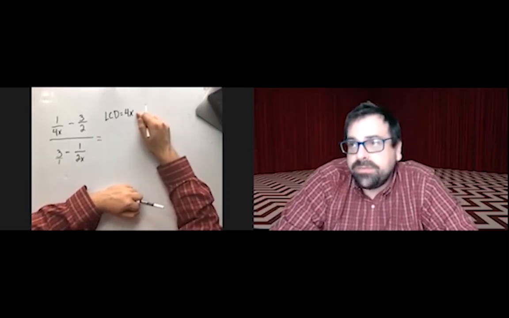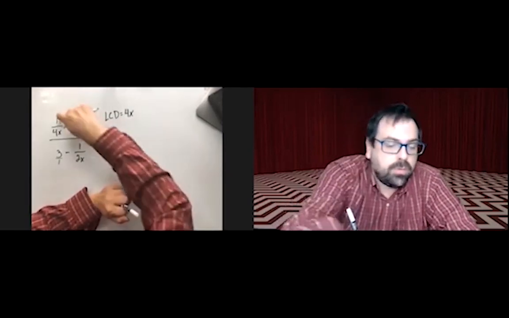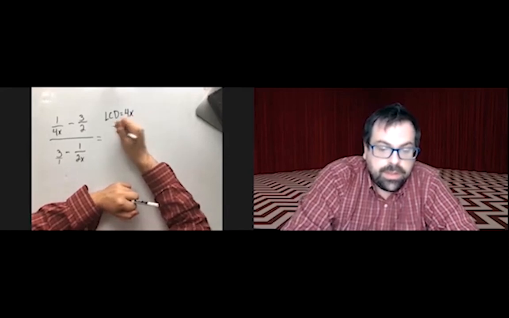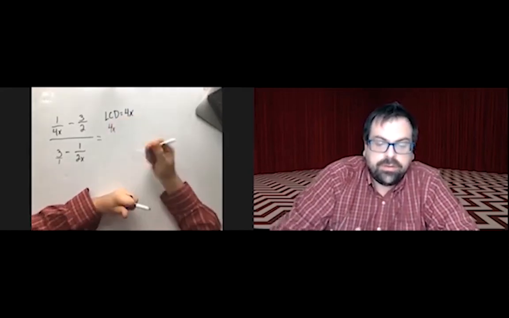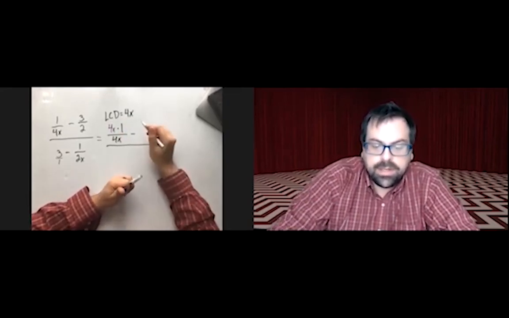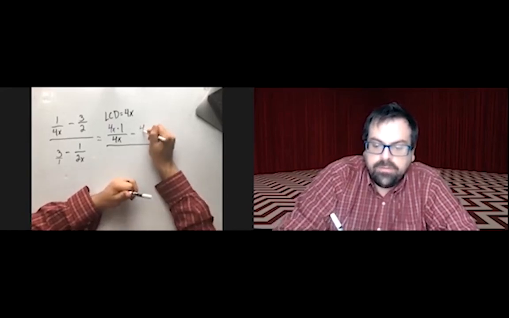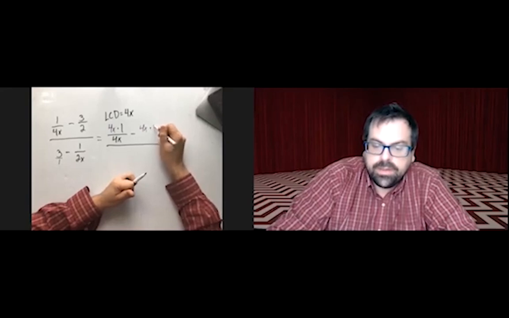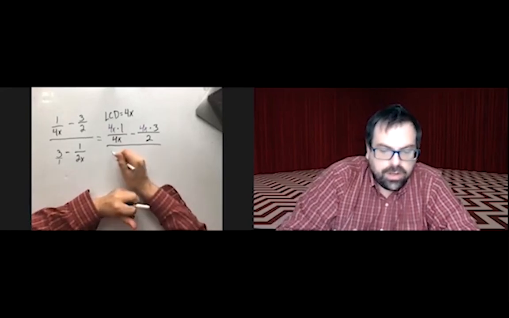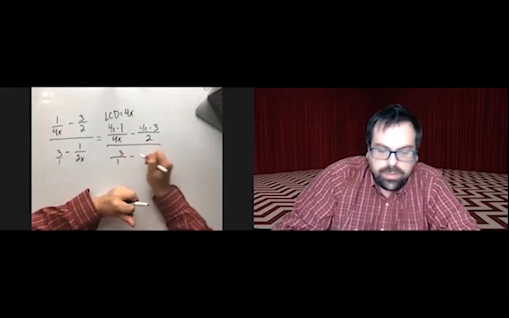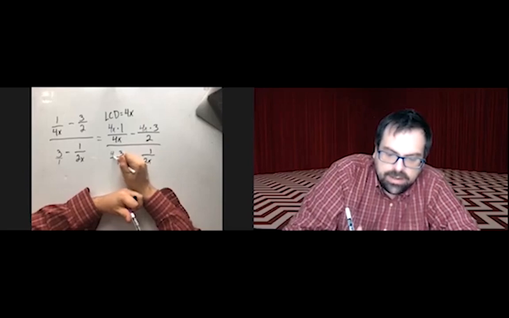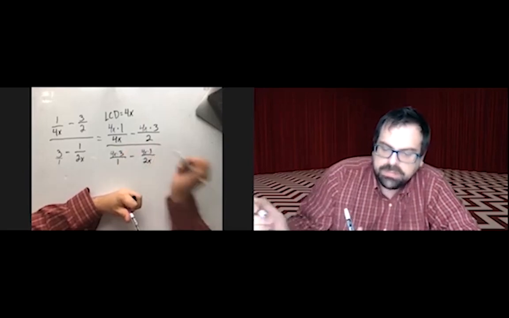Here's the shortcut. We're going to take the 4x and multiply it in every term. 1, 2, 3, 4 terms. We're going to multiply it in the top. So 4x times 1 over 4x minus 4x times 3 over 2, all over what we originally had, where the tops are all multiplied by 4x.